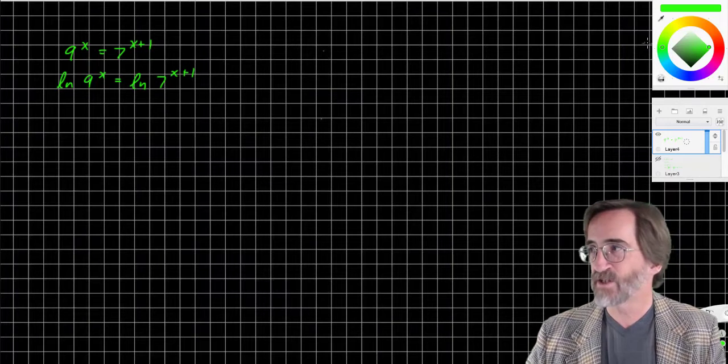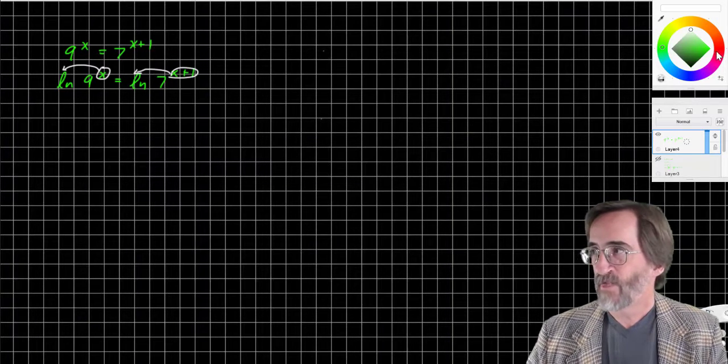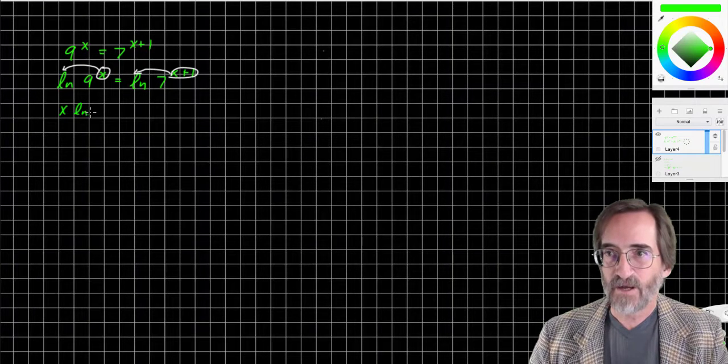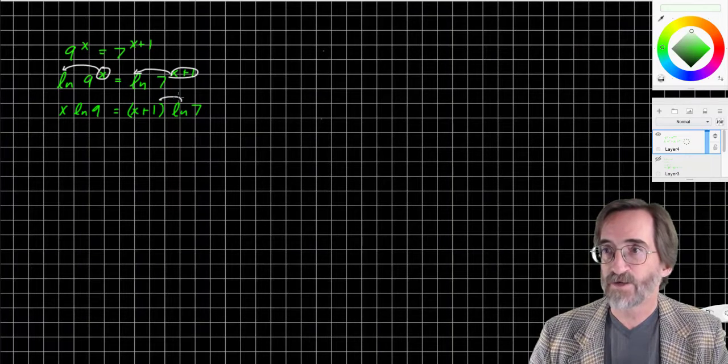And now we're going to use the exponent rule for logarithms. The exponent comes down in front. We get x ln 9 equals x plus 1 times ln 7. Now we've got an equation I can solve. I'm going to distribute the ln, the natural log.